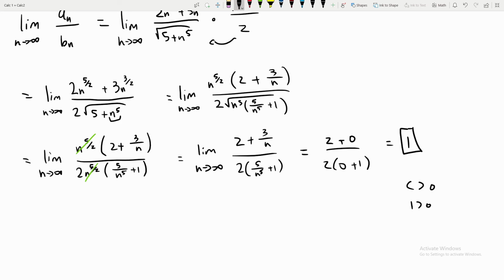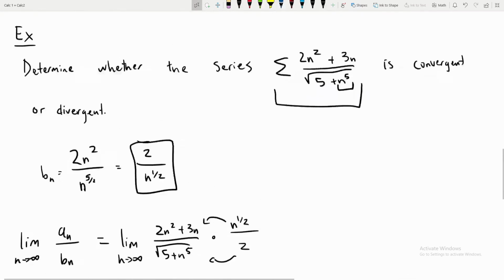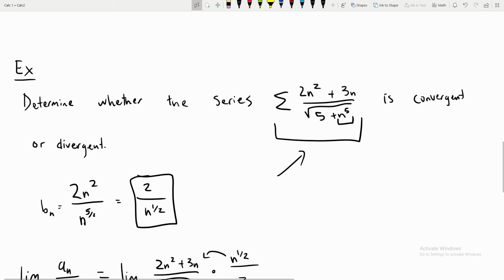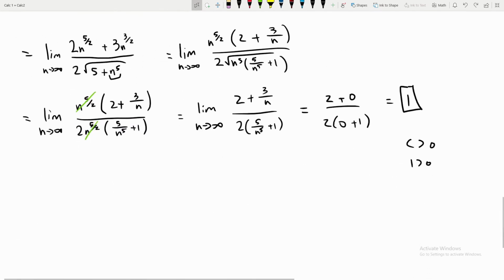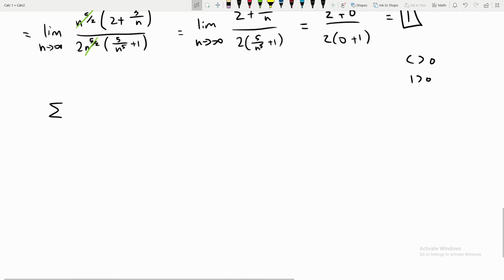In this case, what we know is that both of these series are going to be of the same type, meaning they're both convergent or they're both divergent. But the series that we were comparing it to, obviously we don't know anything about this one right here, because we're trying to figure that out. So the only thing left to do is to work with this series right here. And what do we know about that series? Well, if we analyze it, it was the series of 2 over n to the 1/2.